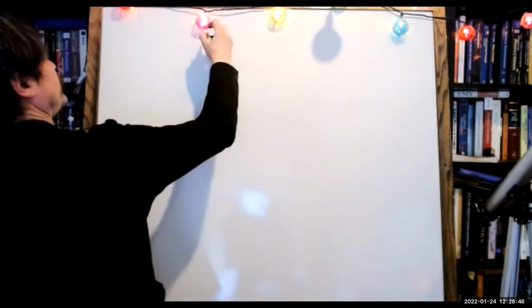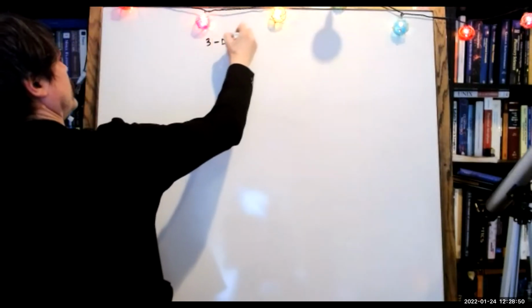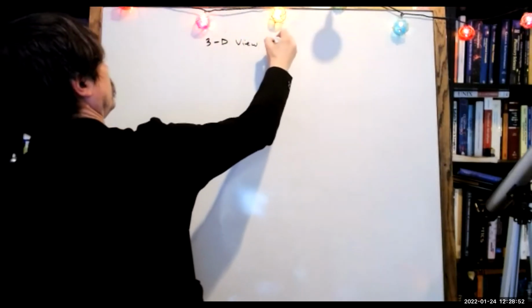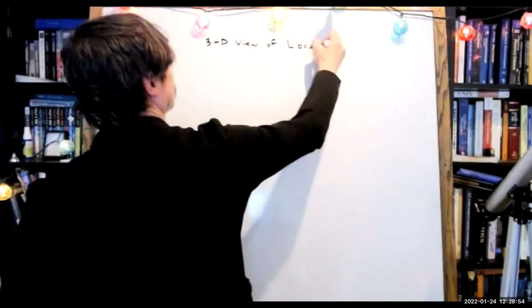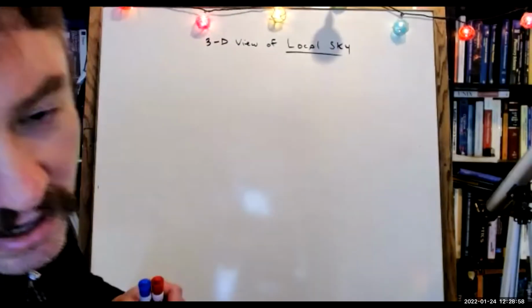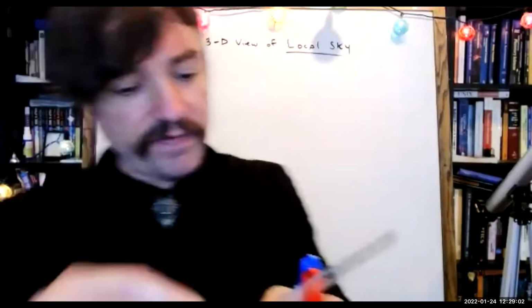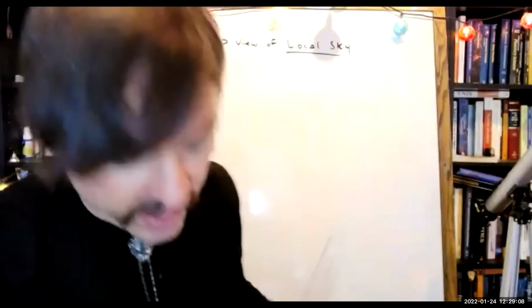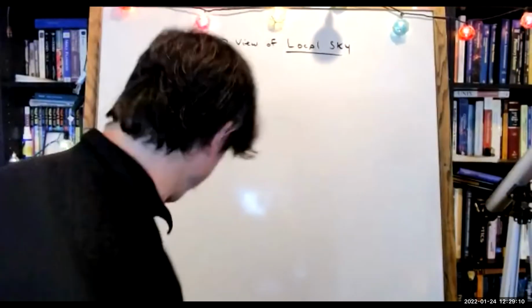Title this section of notes a 3D view of the local sky. The local sky is a buzzword in our astronomy class. Leave yourself some headroom. I'd recommend if you're doing this on your notebook paper, 10 centimeters would be a good reference line for you guys to start with, okay?